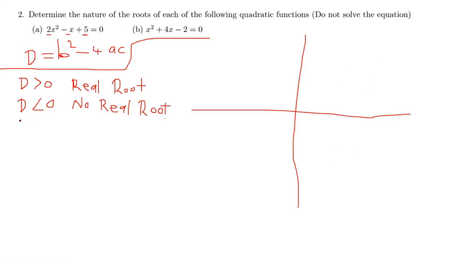Let's look at the other condition. If D is now equal to 0, what happens? This one we say it has equal roots or coincident roots.